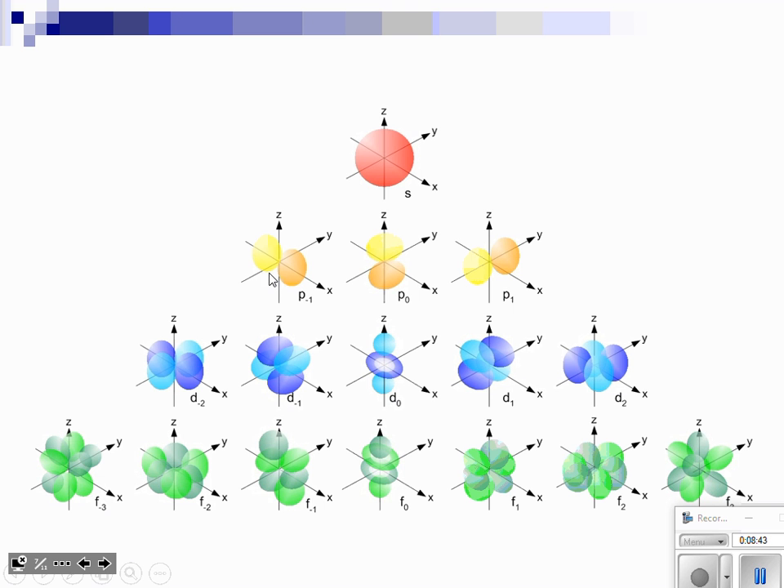Notice that the p sublevel has 3 different types. S has 1, p is 3, d is 1, 2, 3, 4, 5, and f is 7. So 1, 3, 5, and 7. That's going to come in here in a bit.